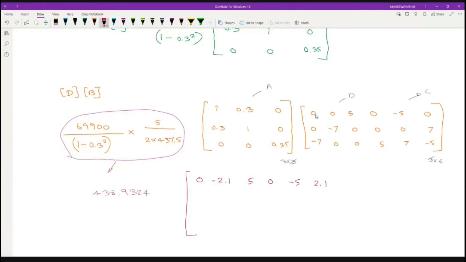So 0.3 into 0, 0. 1 into 0, 0. And 0 into minus 7, 0. So this is 0. Then 1 into minus 7, it is minus 7. Others are 0. So 0.3 into 5, so it is 1.5, and the others are 0. Then 0.3 into 0, 0. 1 into 0, 0, and 0 into 5 is also 0. Similarly, 0.3 into minus 5, which is minus 1.5, others are 0, so minus 1.5. And 1 into 7, so this is plus 7.